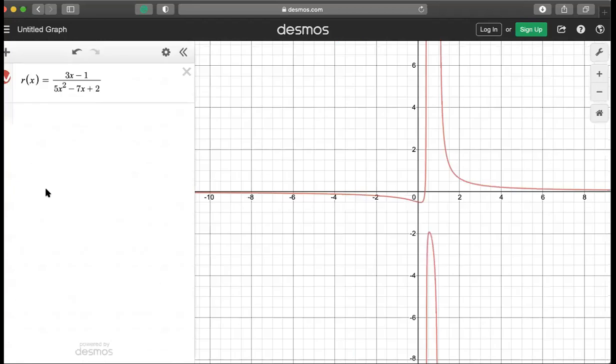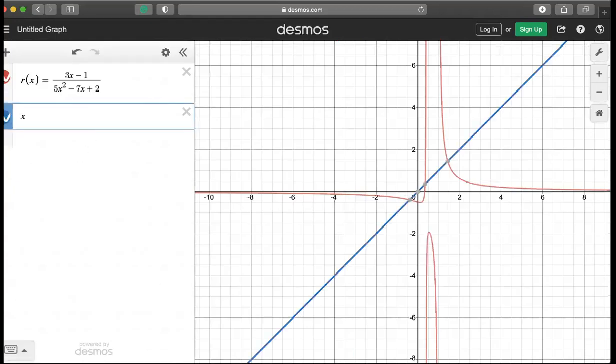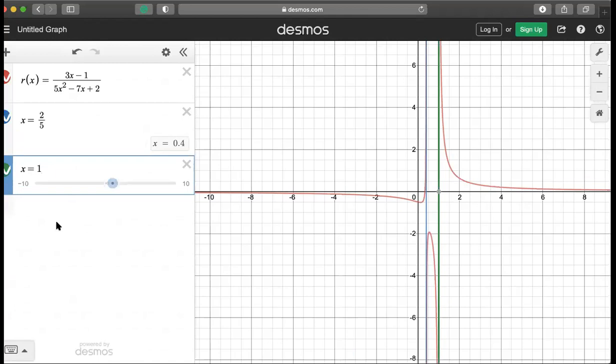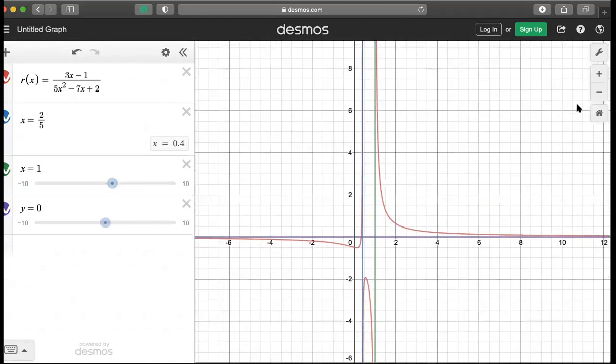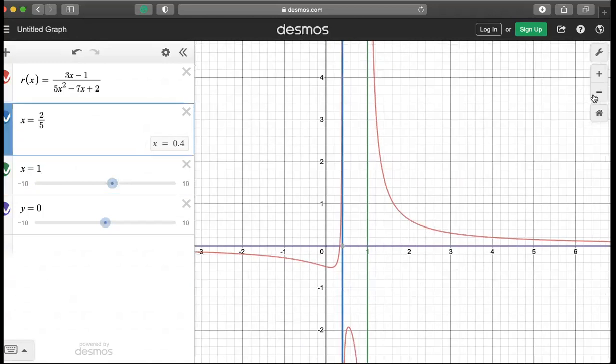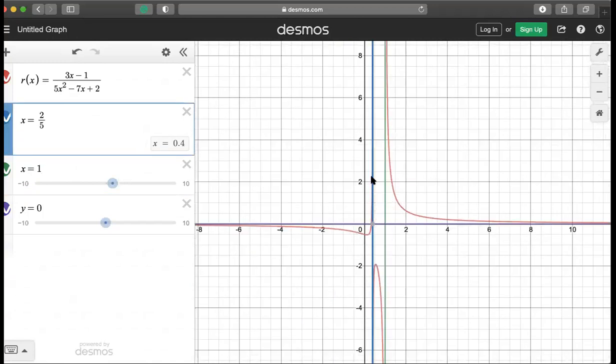What I'm actually going to do is type in the equations of those asymptotes. So one of them was x is equal to 2/5. The other one was x is equal to 1. And then the last one was y is equal to 0. Now using these, you can see this green line right here. You can see that our graph gets really close to it. In fact, we can't even see after that.